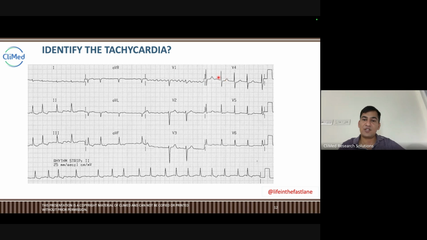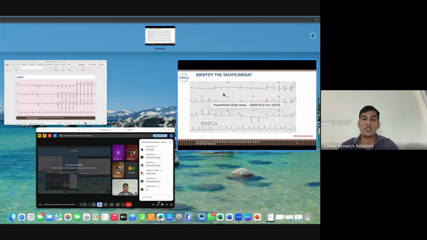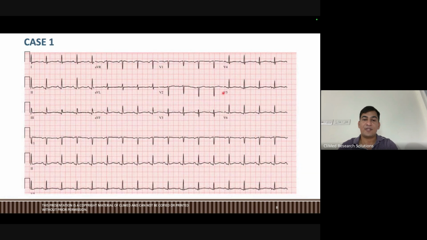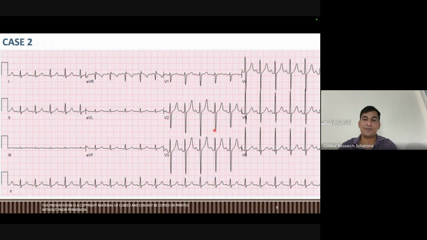QRS complex, check QRS complex. Wide QRS complex, narrow QRS complex. Wide, narrow QRS complex, wide QRS complex. See RR distance, see RR distance. How abnormal the RR distance is here. Now tell me, which was normal, this or that. Can you identify all these problems here?